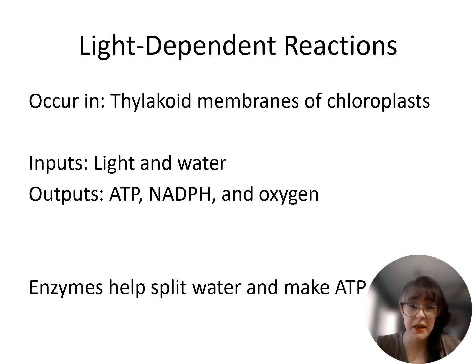So our light-dependent reactions, this is the first stage of photosynthesis. It happens in the thylakoid membranes, and it requires sunlight. That's the light-dependent part of all of this. This is where water molecules are split, they release oxygen, and that energy captured is stored in molecules like ATP and NADPH. And enzymes are what make all of this possible.